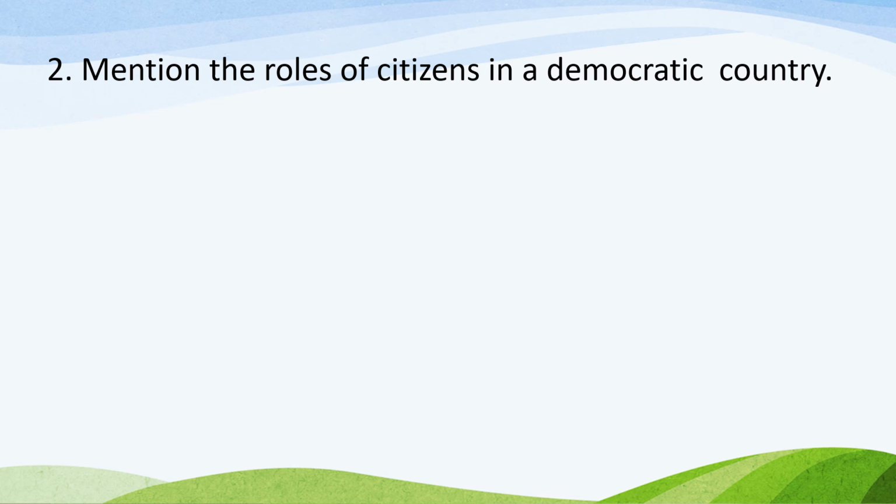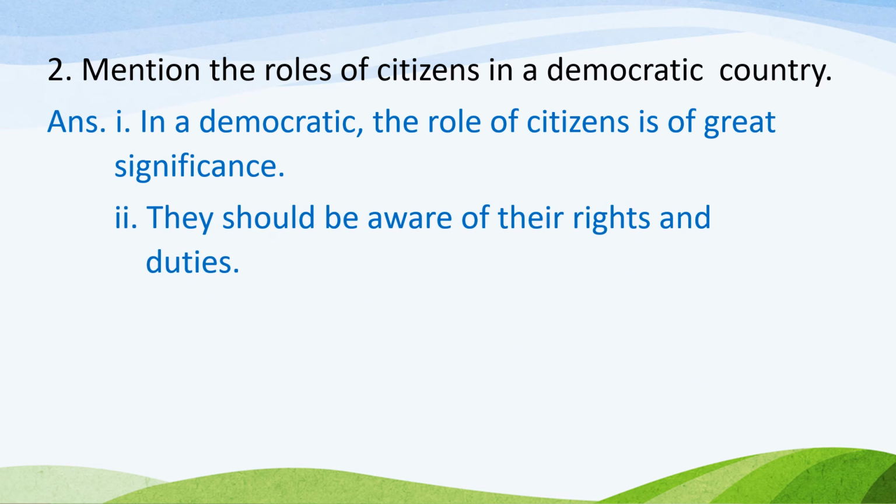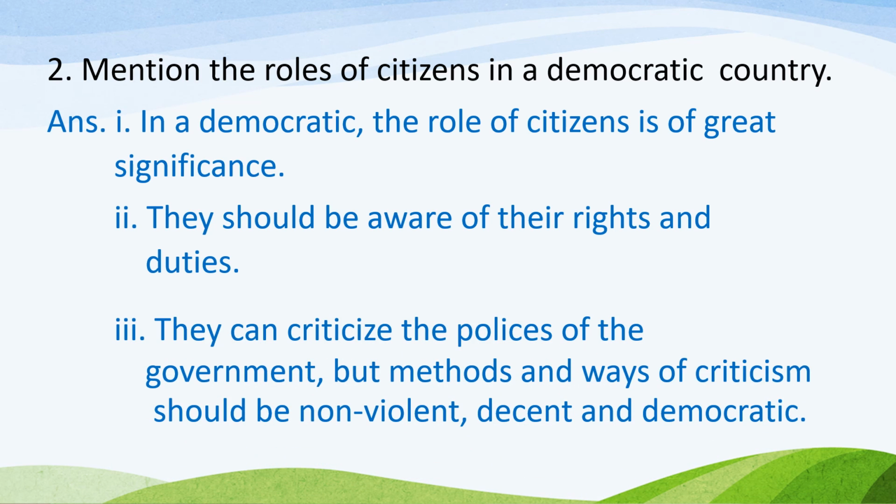Question number 2 is, mention the roles of citizens in a democratic country. What is the role of citizens in a democratic country? So the answer is, in a democratic country, the role of citizens is of great significance, because without people, without citizens, we cannot imagine democracy. Number 2, they should be aware of their rights and duties. And number 3, they can criticize the policies of the government, but the methods and ways of criticism should be non-violent, decent and democratic.